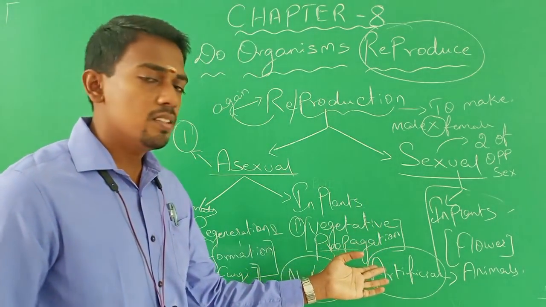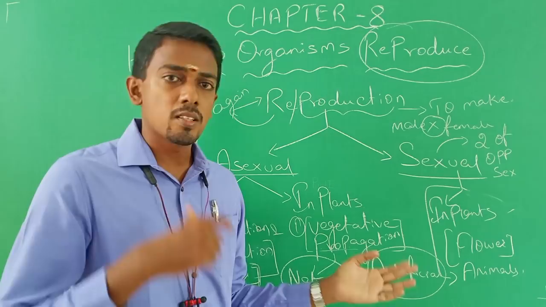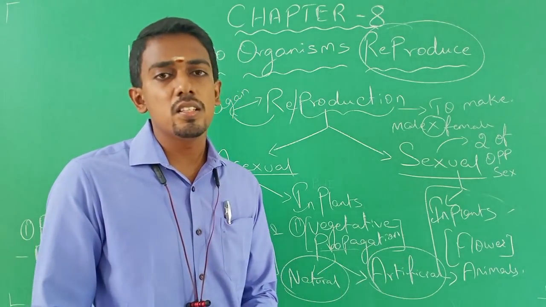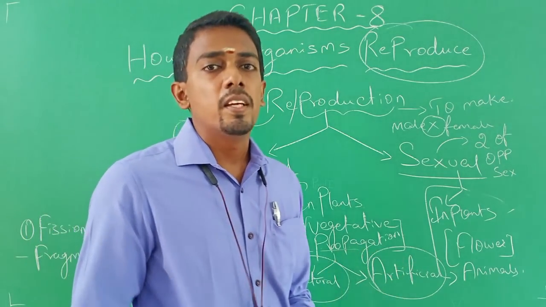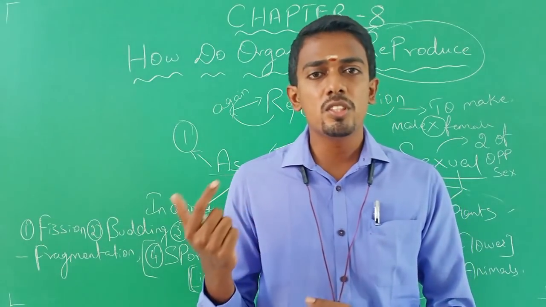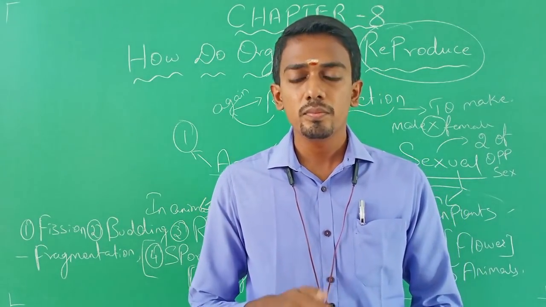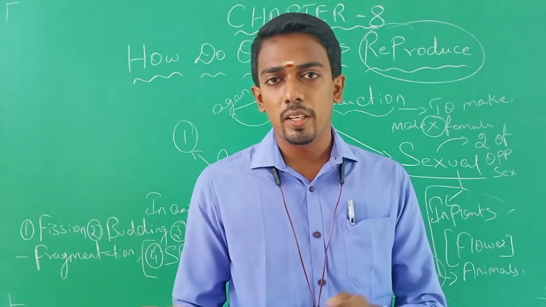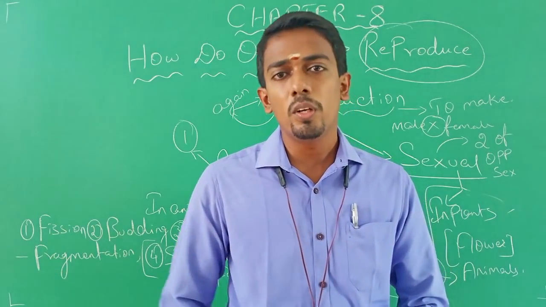Likewise, some plants, with the help of human beings, get assisted in reproduction. For example, if you want to grow a drumstick tree, what will you do? Or if you want to grow a tree of your own choice, what will you do?